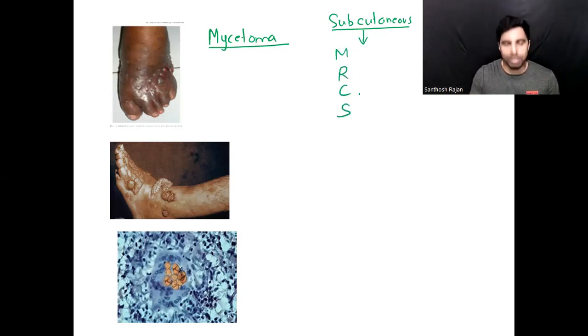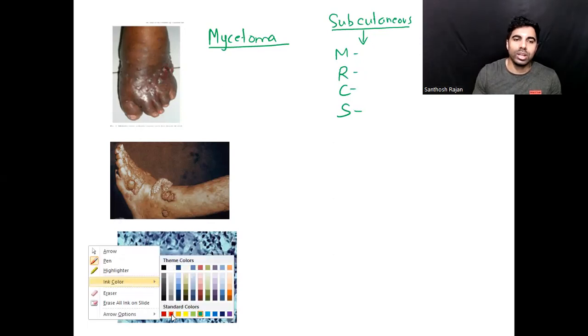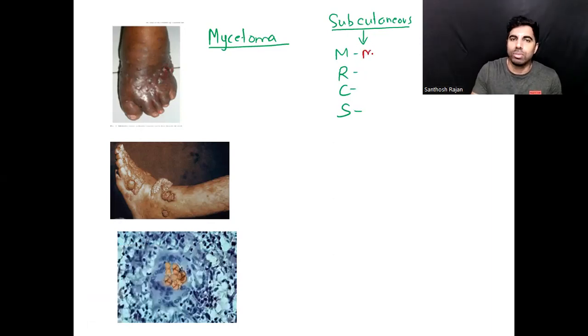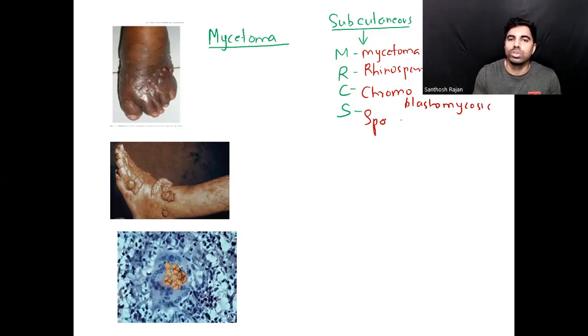If you want to learn about subcutaneous fungi, you have to remember MRCS. So what does MRCS mean? M for mycetoma, R for rhinosporidiosis, C for chromoblastomycosis, this is important, and S for sporotrichosis. This is important, because sporotrichosis also comes in dimorphic fungi.